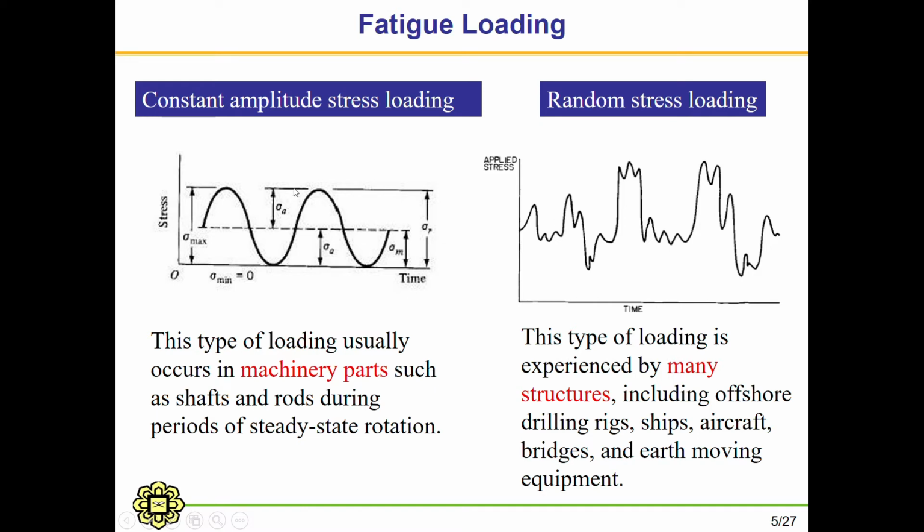Okay, please remember that fatigue is a time dependent failure. You can see even when we plot the stress time graph, it starts at a certain time until it reaches a certain time, and that's how we see the behavior of the fatigue.